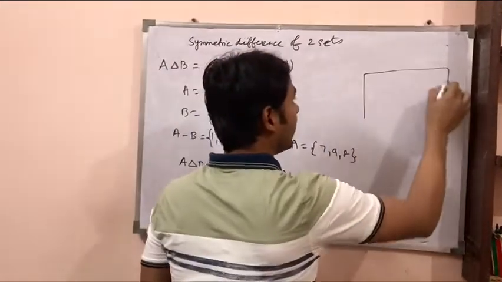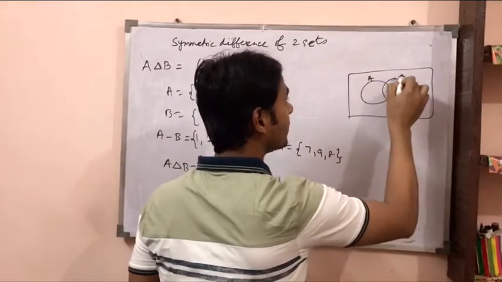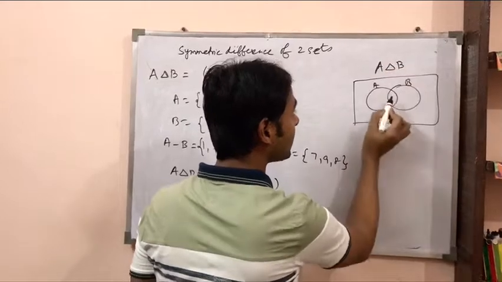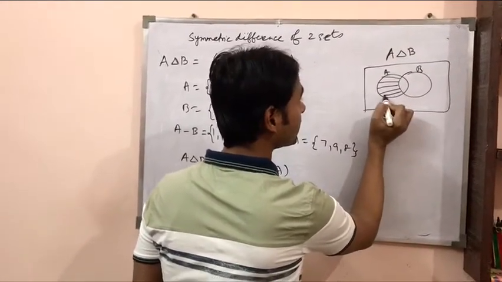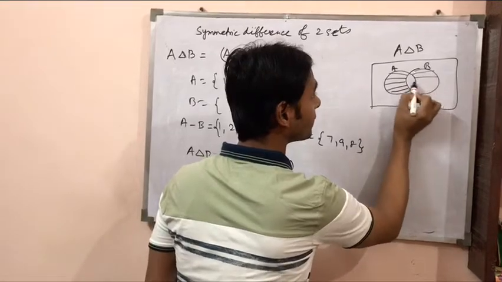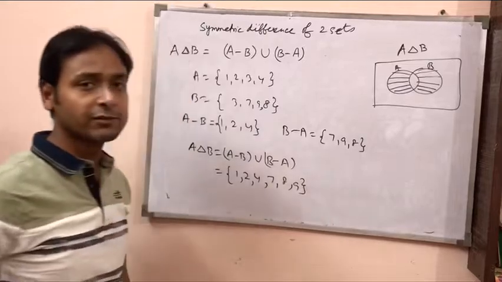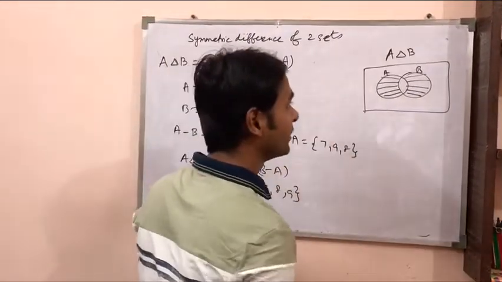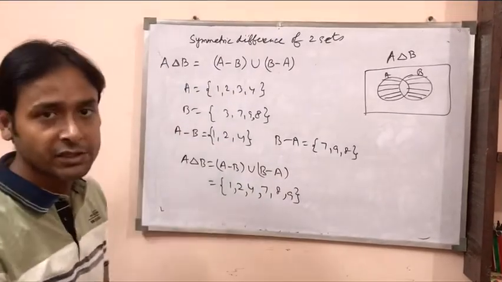वेन डायग्राम जब बनेगा इसका, this is A, this is B. Venn diagram of A delta B is given by, this is A minus B, this is B minus A, and the union of these two. So both the sets will be darkened. A minus B union B minus A. This is the Venn diagram of symmetric difference of two sets.